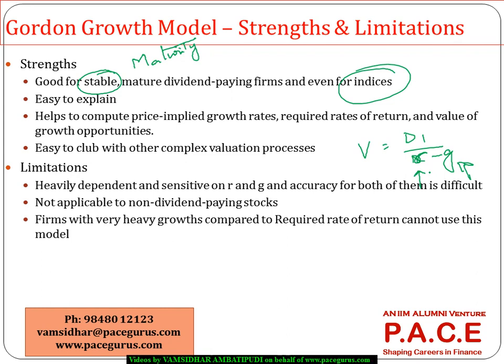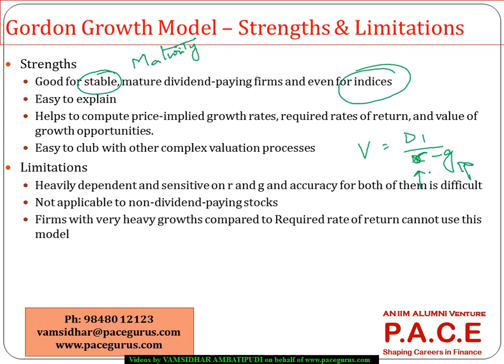Getting accurate estimates of R and G is a very tough task. So even if there is a small change, probably 1% difference between R and G, it can have a big impact on the value of the particular stock. So we have to be slightly more careful in terms of determining R and G. Though the formula is easy to compute, arriving at the values that are going into this formula is a very tough job, right? If I am assuming R as 12% and G is 5% versus 6%, it will have a huge difference in the value of the firm.